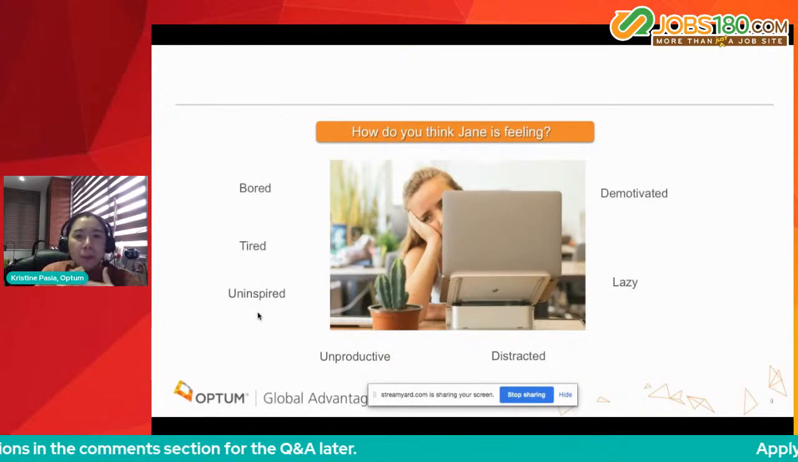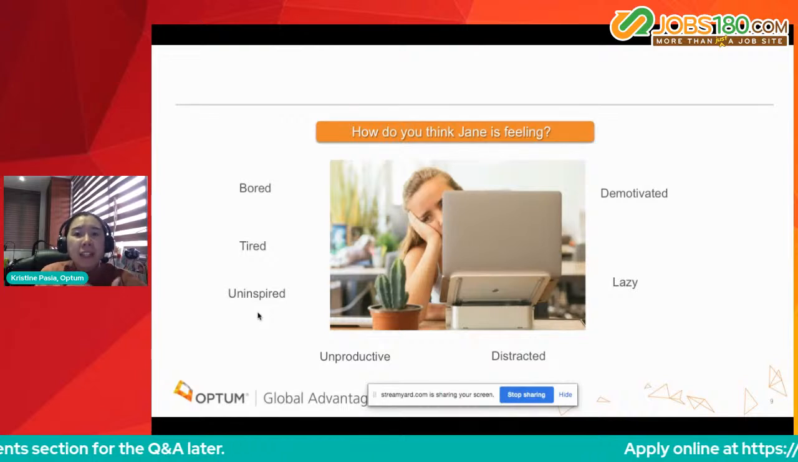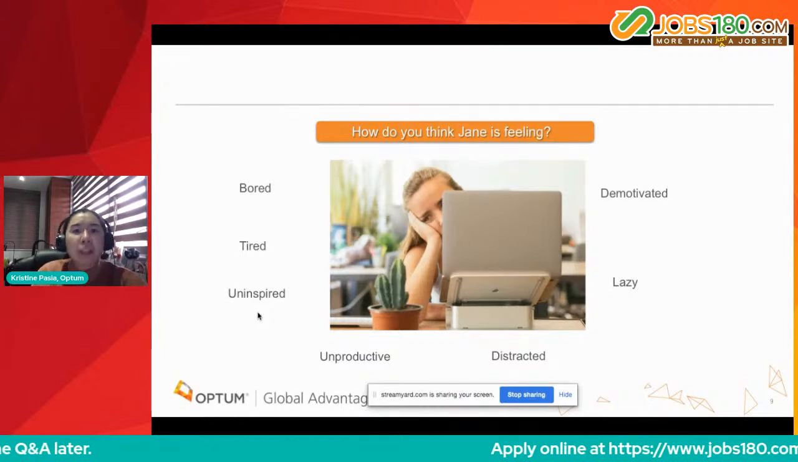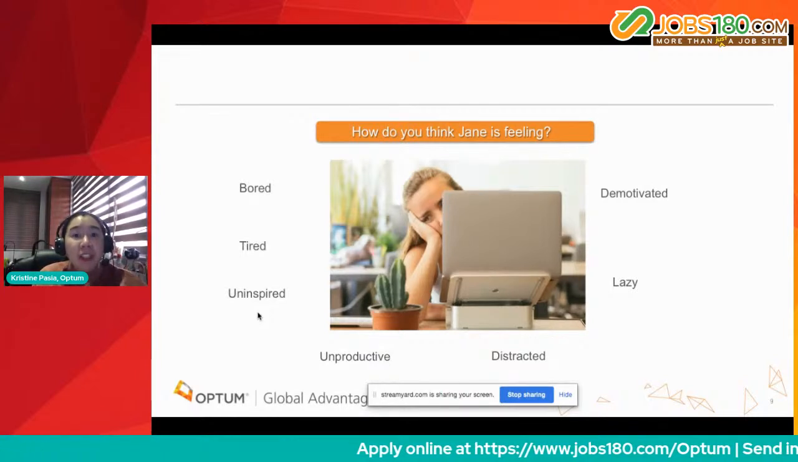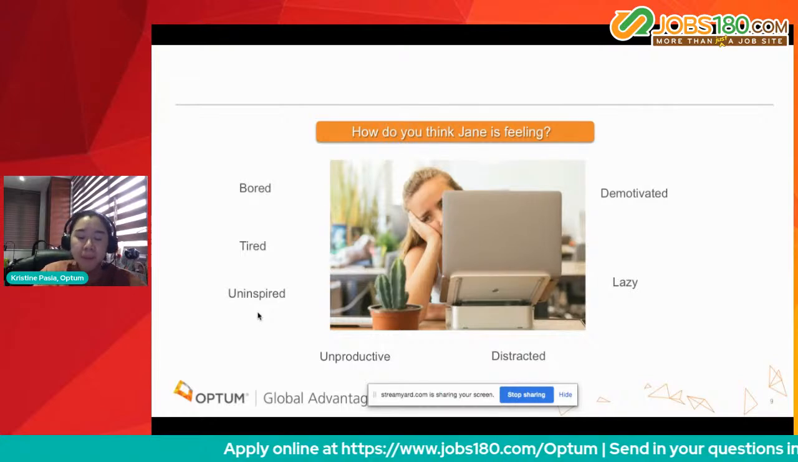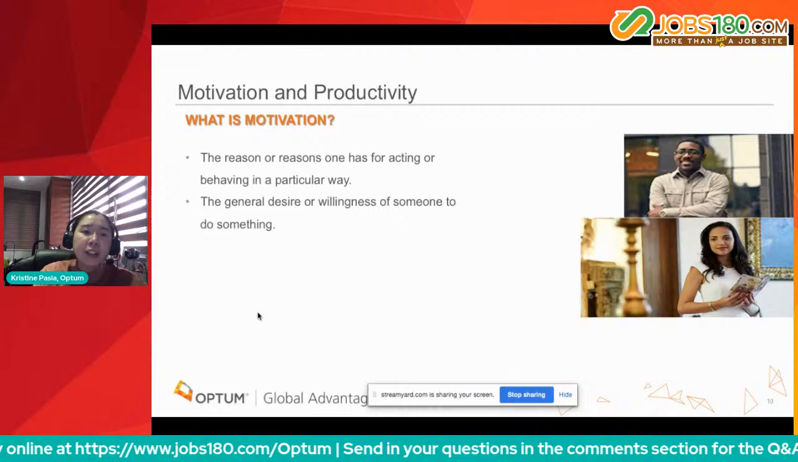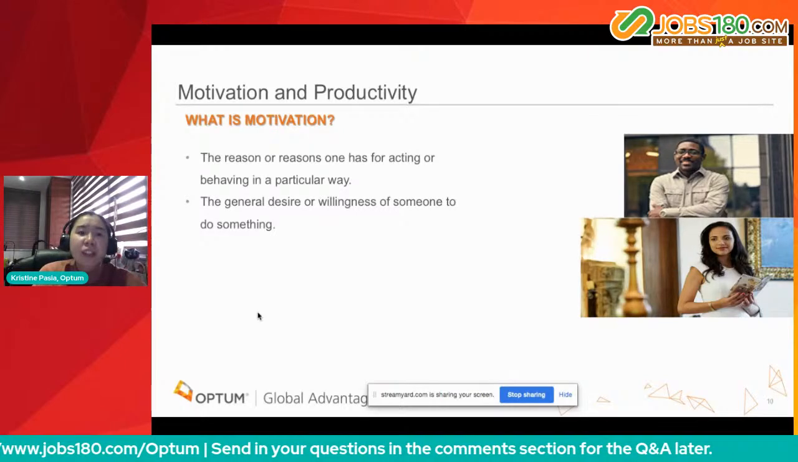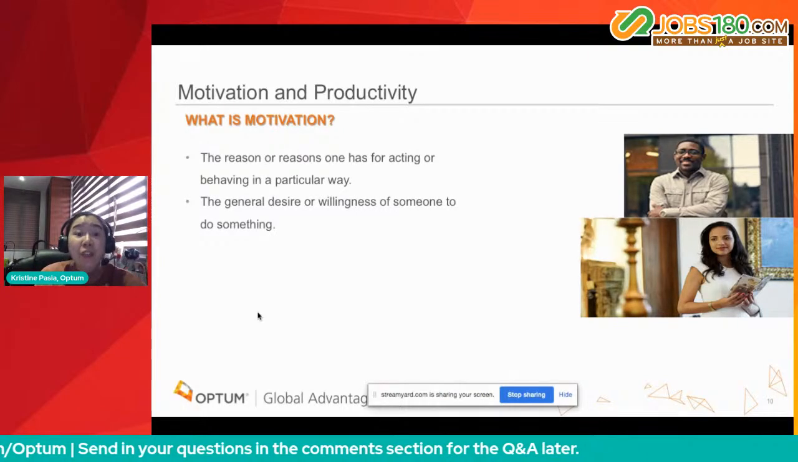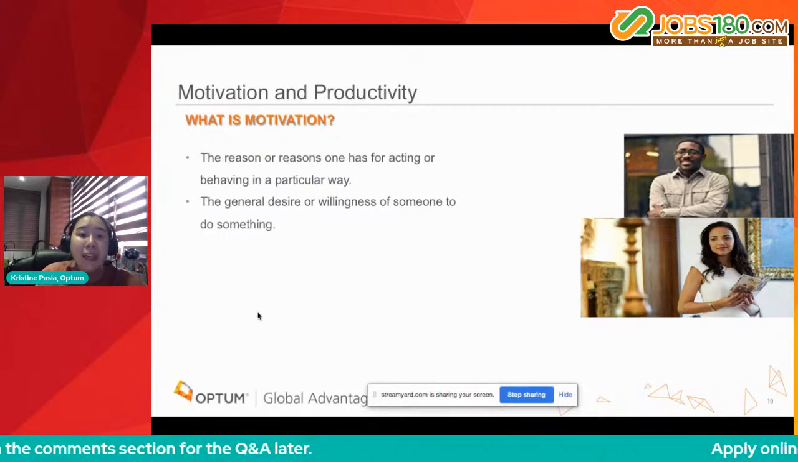But during this time, I believe that it's best to pick yourself up and to really understand your situation and see what you are grateful for, right? So that's when you try to find your motivations. Now, to clearly define what motivation is: it's the reason or reasons one has for acting or behaving in a particular way, and the general desire or willingness of someone to do something.